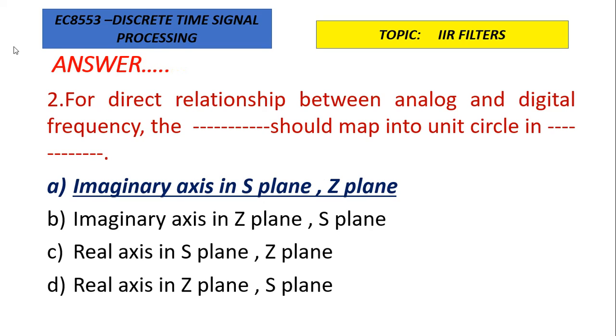And the answer for this is we should map the imaginary axis in the S plane to the unit circle in the Z plane. We are transforming the domain from S domain to Z domain. The analog transfer function is H of S and the digital transfer function is capital H of Z. So for converting an analog to a digital filter, the imaginary axis in the S plane should be mapped into the unit circle in the Z plane.